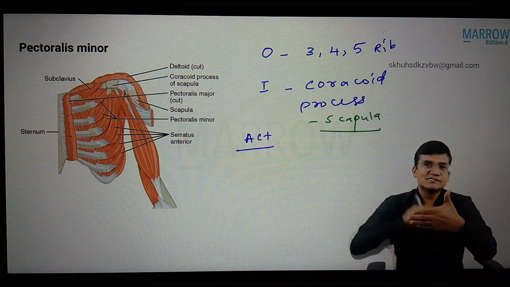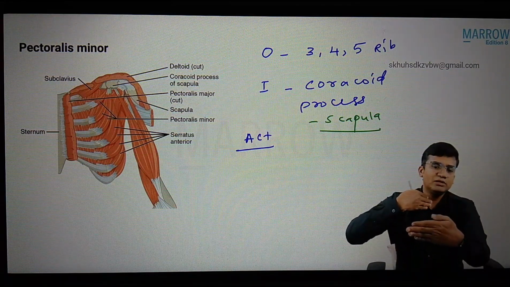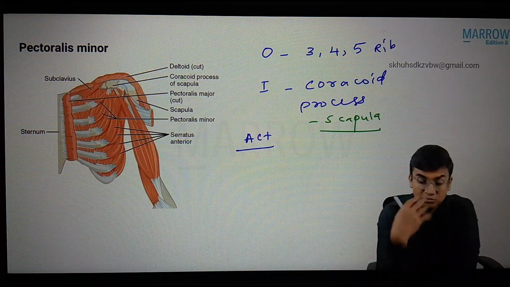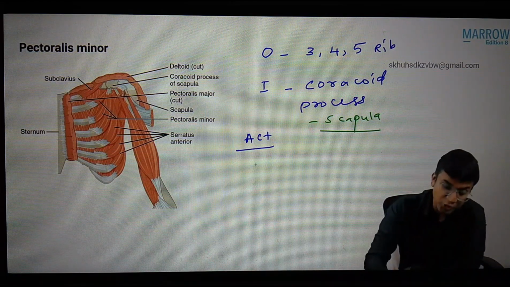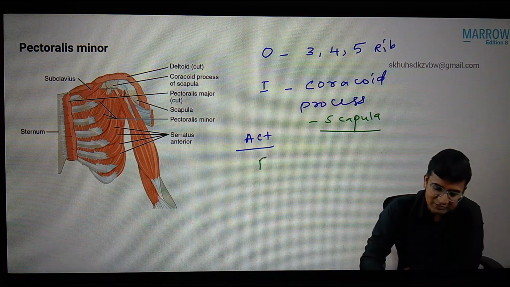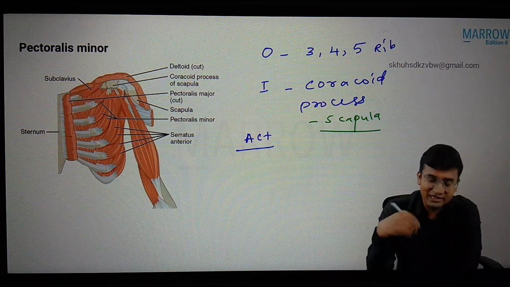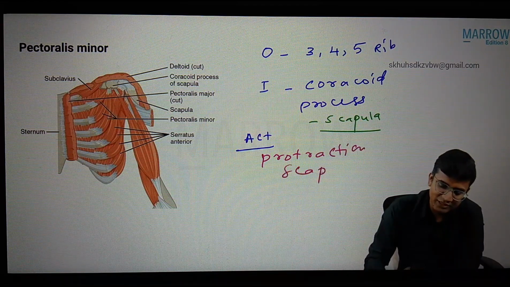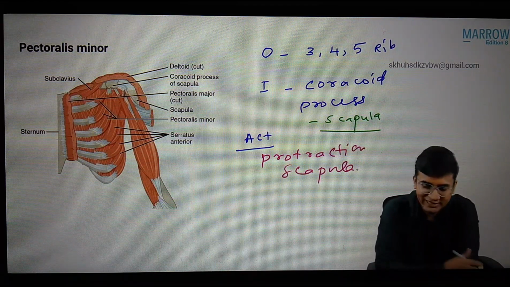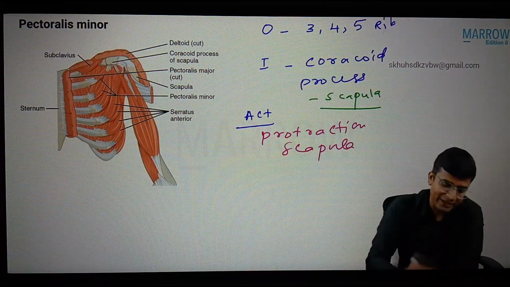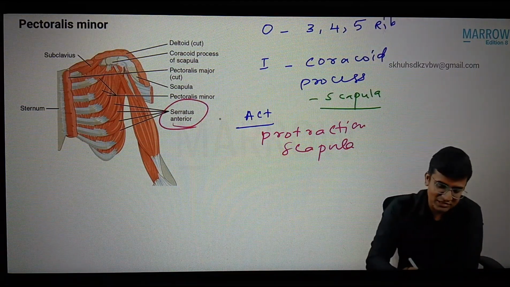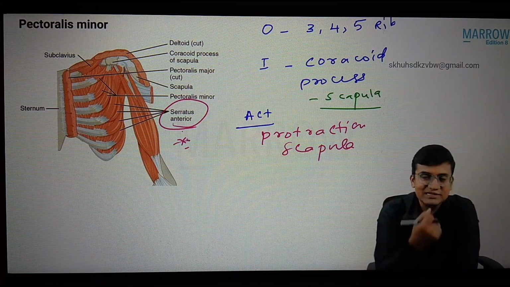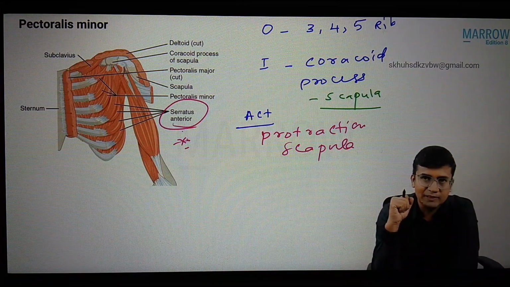Trunk is on the front side, scapula on the back side. So the scapula bone is moving towards the trunk, towards the rib. The scapula is moving to the front side, moving anteriorly. For the scapula, we use the term protraction. So the action of pectoralis minor is protraction of the scapula. This protraction of the scapula is also done by serratus anterior, which is the main muscle for protraction. Pectoralis minor helps the serratus anterior in the protraction of the scapula.